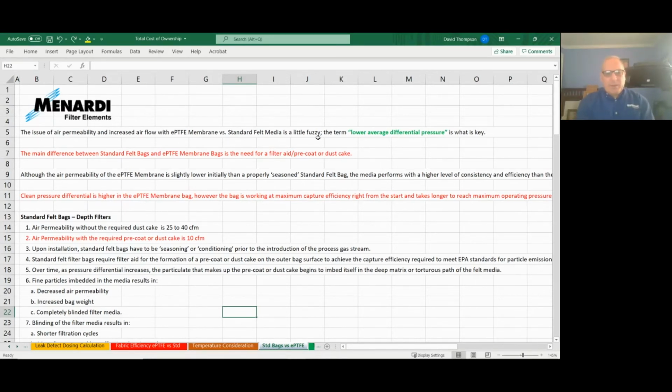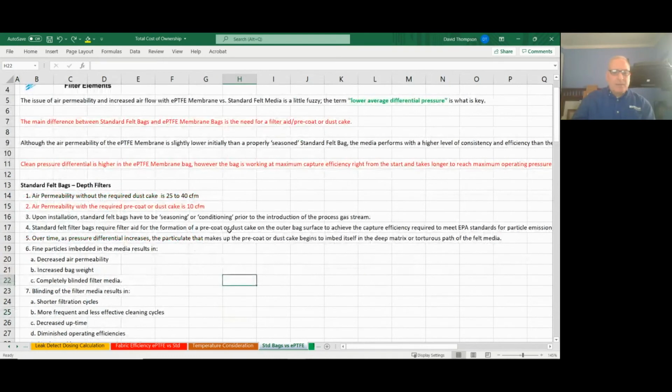Although the air permeability of a membrane bag is slightly lower initially than a properly seasoned felt bag, the media will perform at a higher level of consistency and efficiency. Regular bags that are pre-coated and seasoned properly will have issues over time. These are the issues we get into because you're talking about a depth filter. That's why there's an issue.